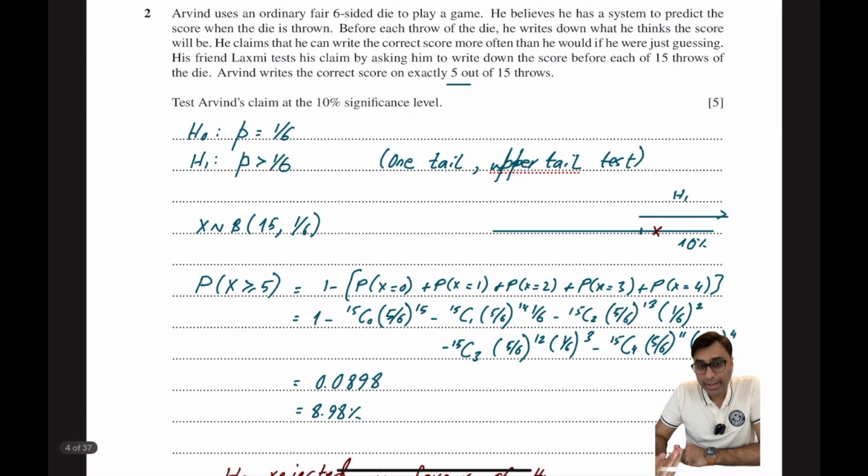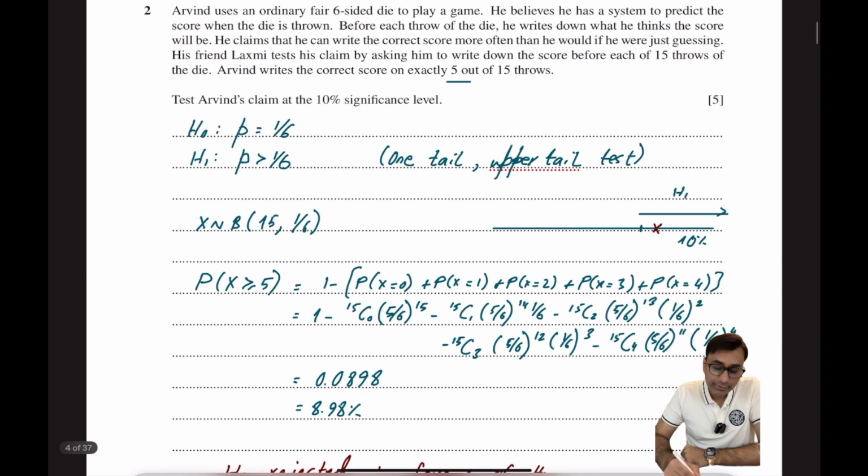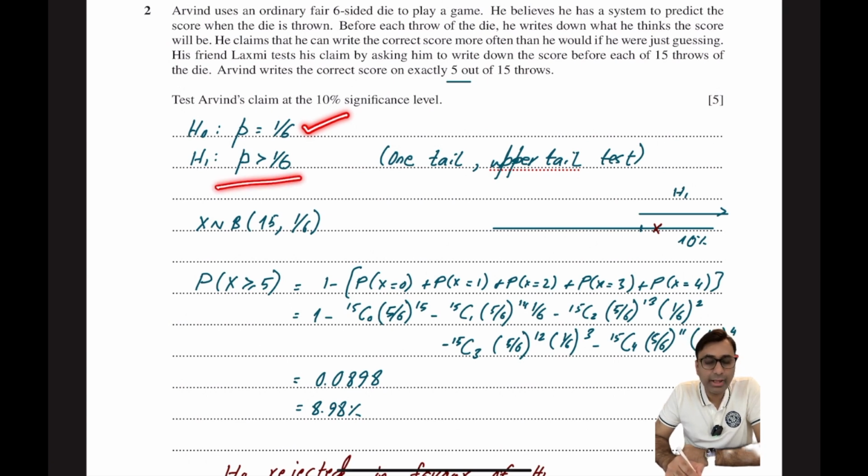Since a die has 6 faces, the probability of selecting any particular face is 1 over 6. So if he does not have any system to figure this out, then his probability should be around 1 over 6. But if there is a system by which he is able to figure this out, then his probability should exceed 1 over 6. This again is an example of a one-tail, upper tail test. So I know my critical region is going to lie at the upper tail.